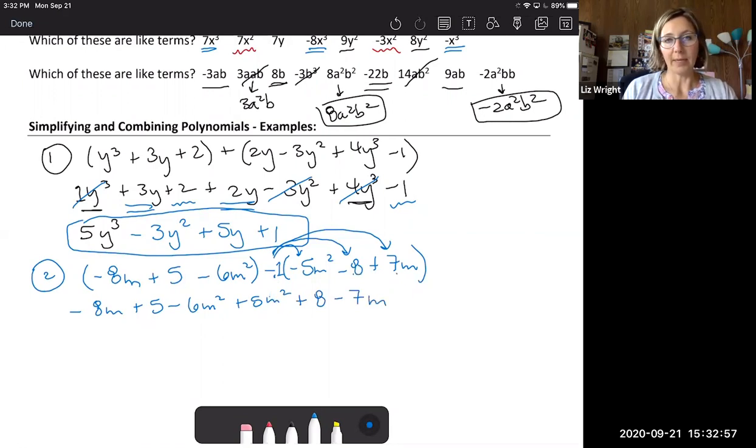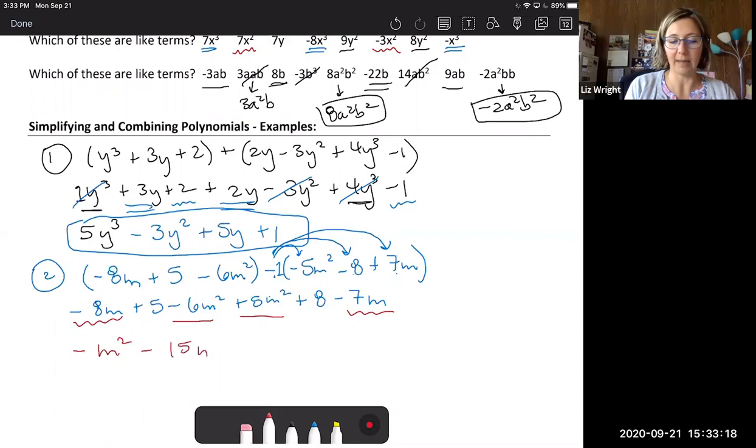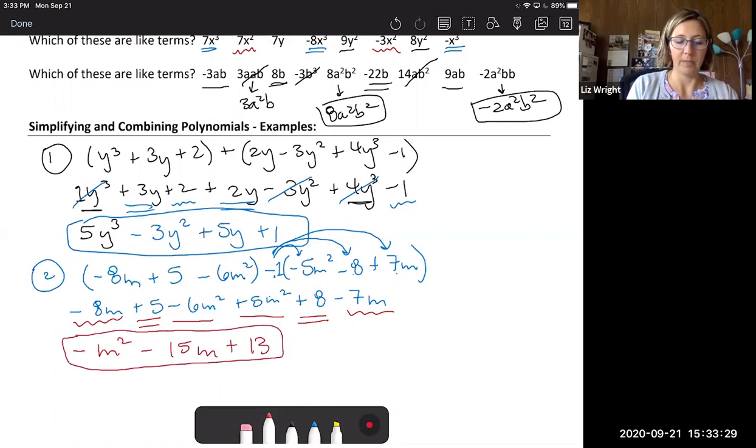And now we're ready to combine like terms and put it in descending order. So the first term I see is going to be this one right here with m squared. So negative 6 plus 5 is going to give us negative m squared. Then we're going to have negative 8m and negative 7m. So a negative 8 and negative 7 is going to give us a negative 15m. And then we've got our last terms of a 5 and an 8. So it's going to be plus 13. And then that's our final answer for that.